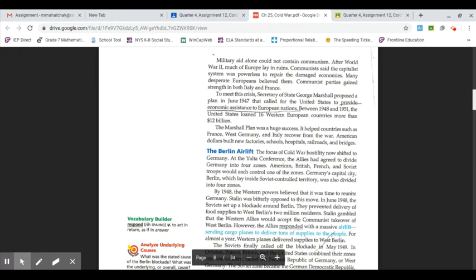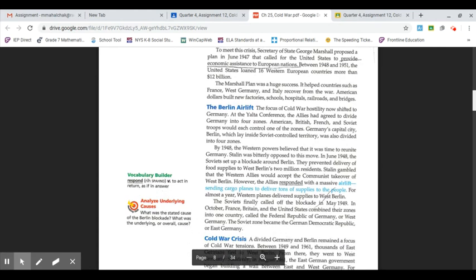Between 1948 and 1951, the United States loaned 16 Western European countries more than $12 billion. The Marshall Plan was a huge success. It helped countries such as France, West Germany, and Italy recover from the war. American dollars built new factories, schools, hospitals, railroads, and bridges.